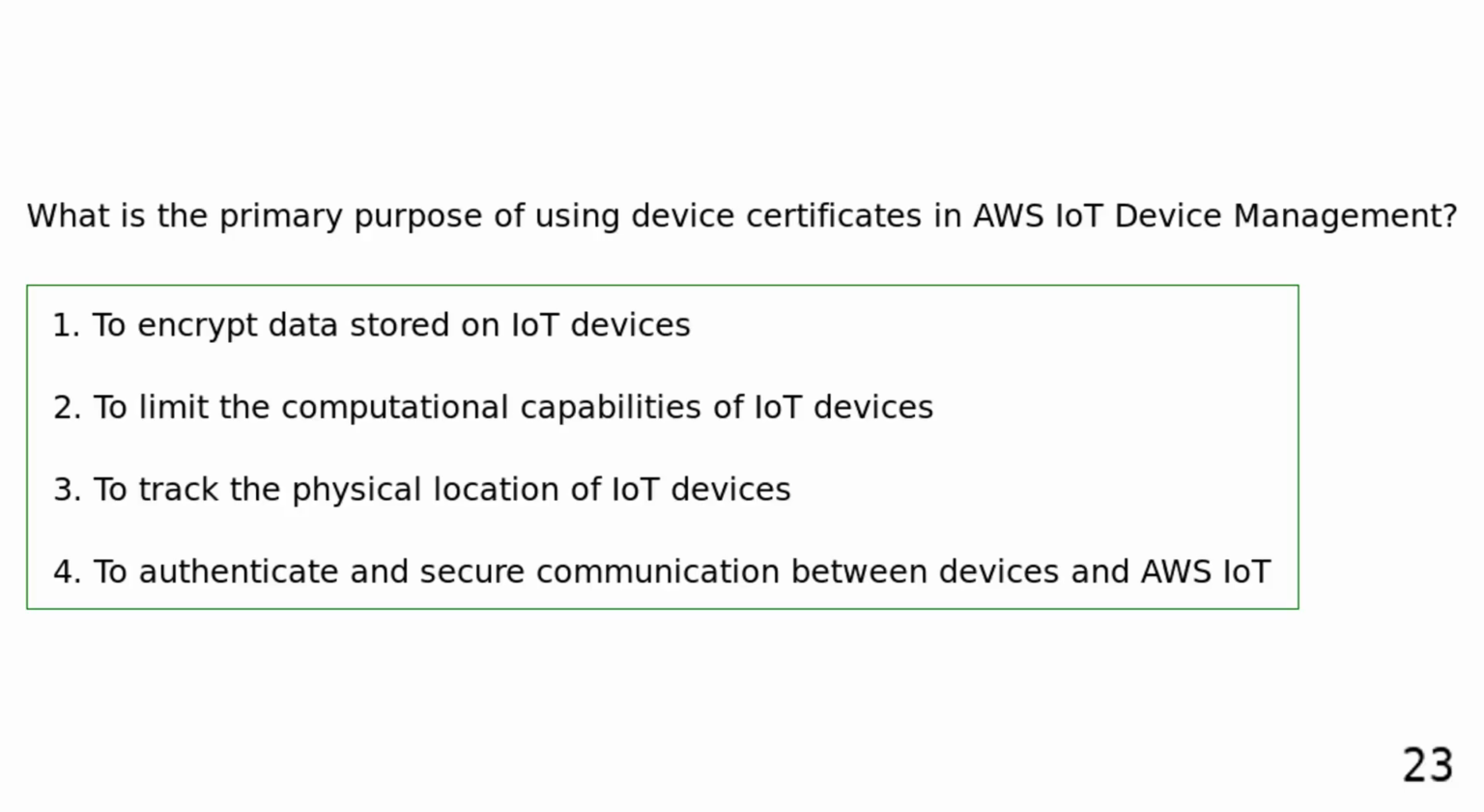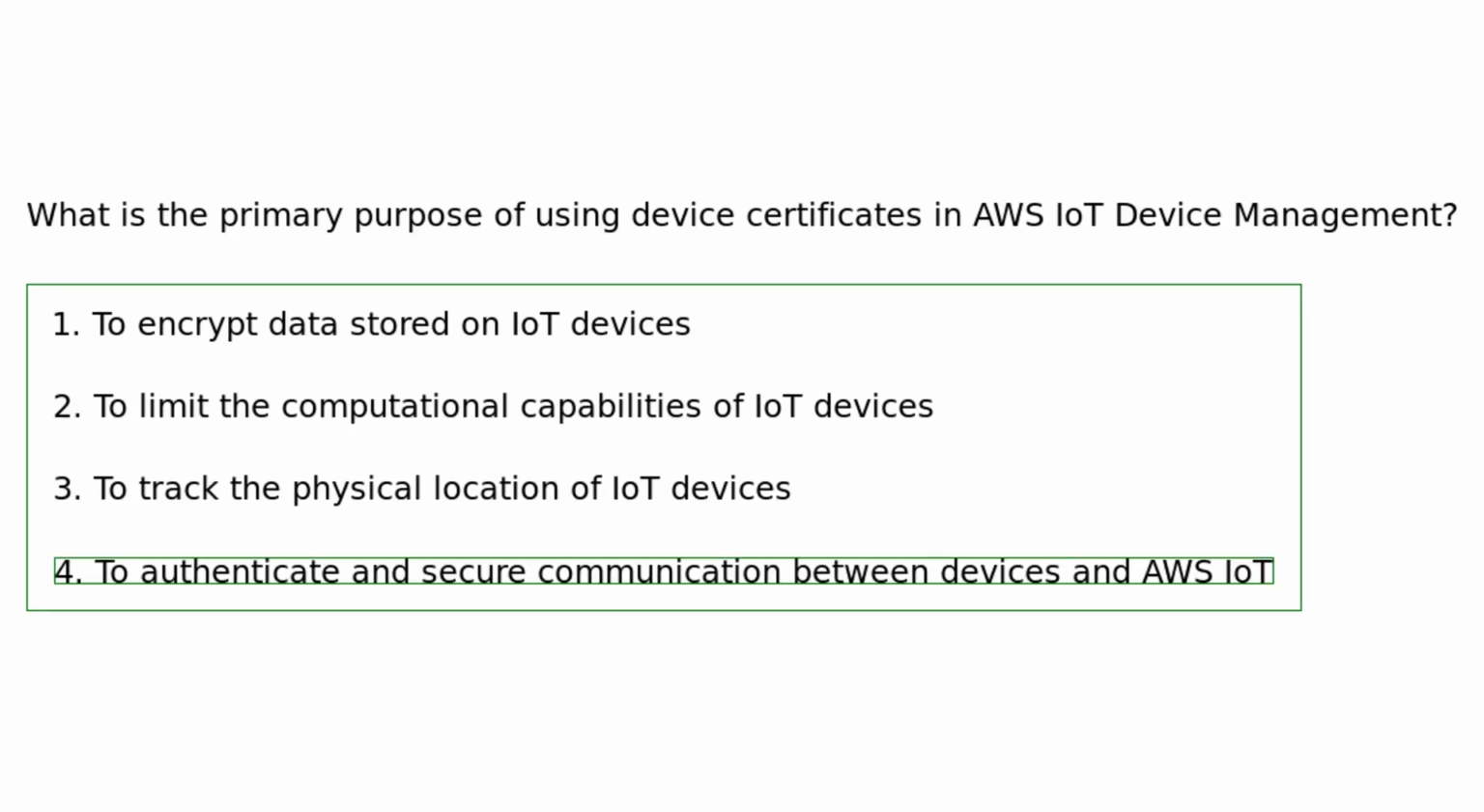What is the primary purpose of using device certificates in AWS IoT Device Management? To encrypt data stored on IoT devices. To limit the computational capabilities of IoT devices. To track the physical location of IoT devices. To authenticate and secure communication between devices and AWS IoT.